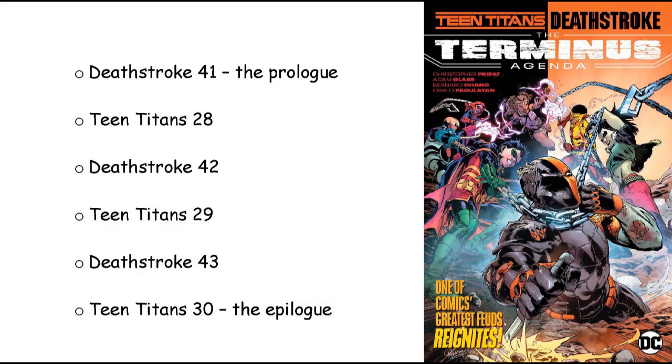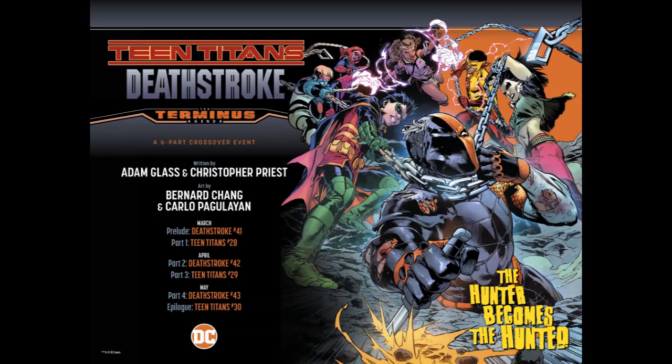So these are the issues. You've got Deathstroke 41, which is the prologue, Teen Titans 28, Deathstroke 42, Teen Titans 29, Deathstroke 43, and then Teen Titans 30 is the epilogue to the Terminus Agenda. In terms of Deathstroke 43, it ends with Deathstroke being quote-unquote dead, which is why the next volume, which we're going to talk about in just a second, is called R.I.P.